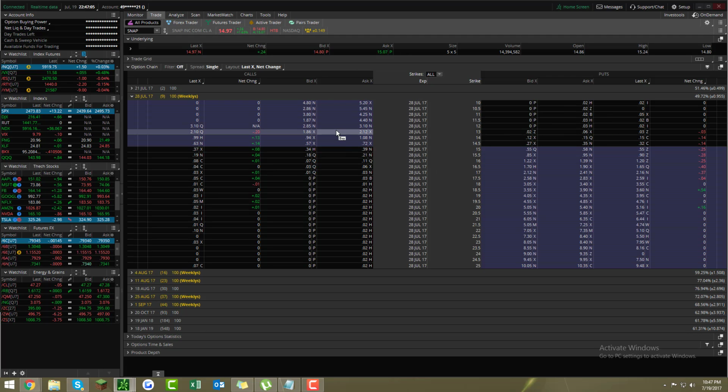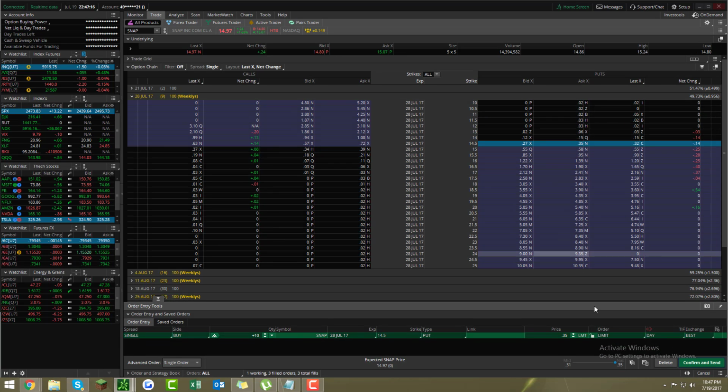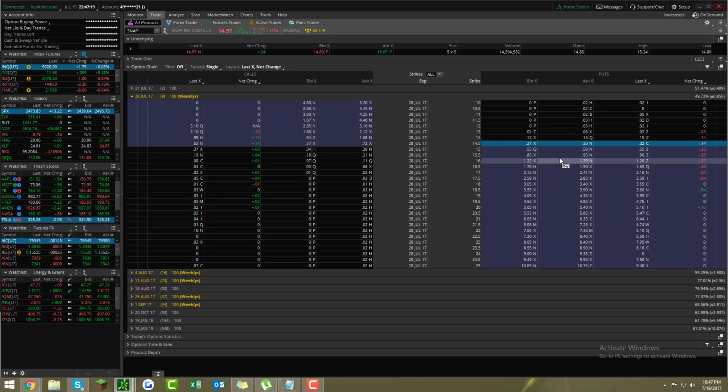But here on the 28th of July, they look to be a little bit more pricey. Not really, to be honest. I could buy my 10 contracts and probably make some money here at the 0.35 put, 100 weeklies, 28th of July 17. I would put my money on 14.50. To be honest, I might put my stop at 0.40, and then see where it goes from there.